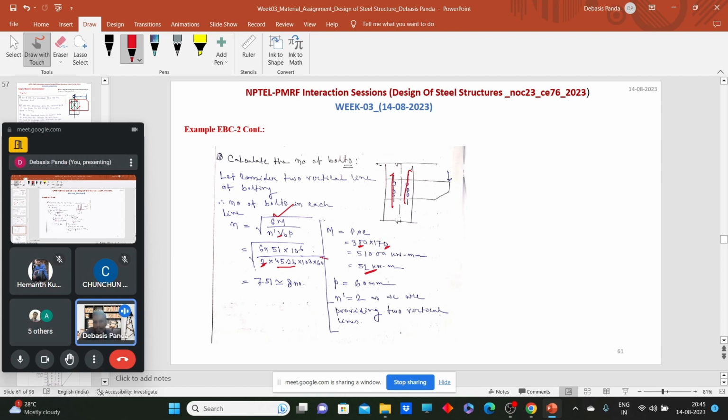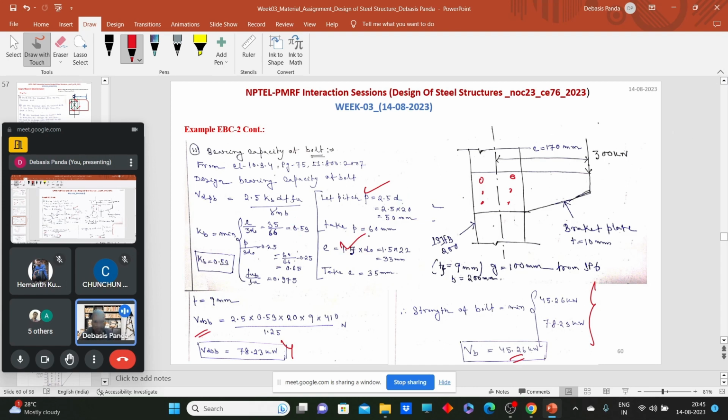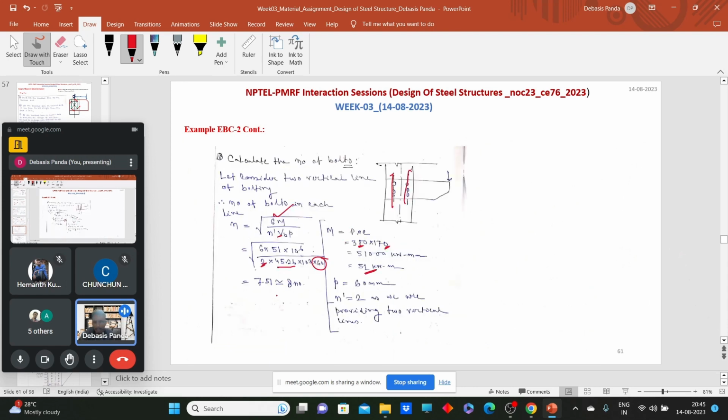Now what will be the pitch? The pitch we have considered is 60 mm. So put the value of 60 here. So we need to provide 8 bolts in each vertical row. Now we have the diameter of bolt 20 mm, the grade of bolt 4.6, and we know that we need 8 bolts in each vertical row.